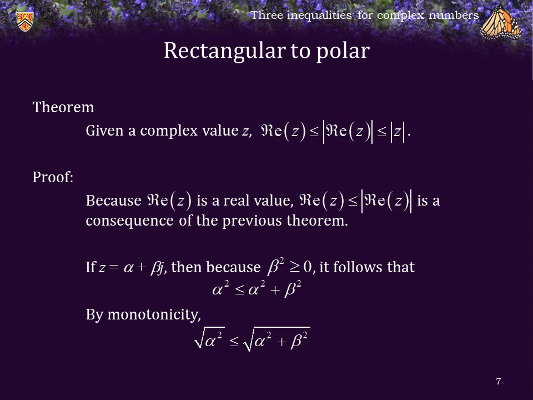But wait a second. The square root of a real value squared is just the absolute value of that value, and that happens to be the real part of z, and the right-hand side is the absolute value of z by definition. So, therefore, the second half of this inequality is proved.